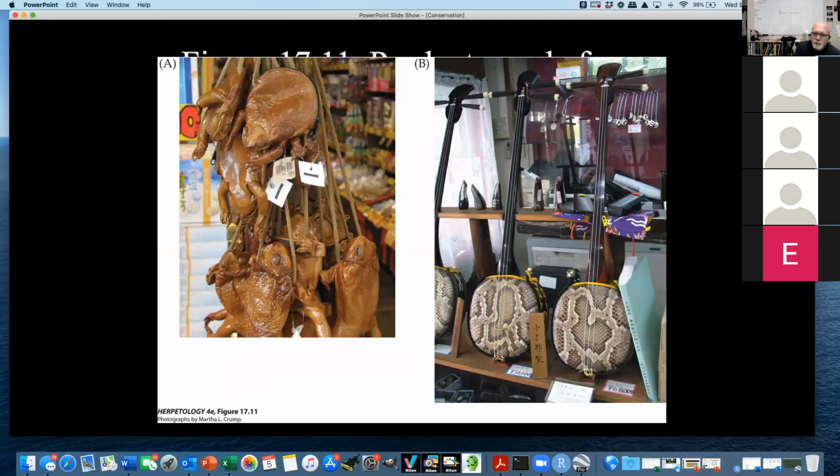All sorts of crazy stuff goes on out in nature. This is from your textbook. Once again, these are small handbags made out of the dried skins of toads. It looks like Bufo marinus, actually, which is a large enough toad that you can make a small handbag out of it. These are banjos that are skinned in snake skins for sale. I'm not exactly sure where those are for sale.